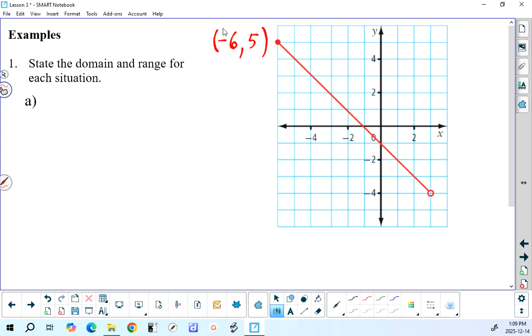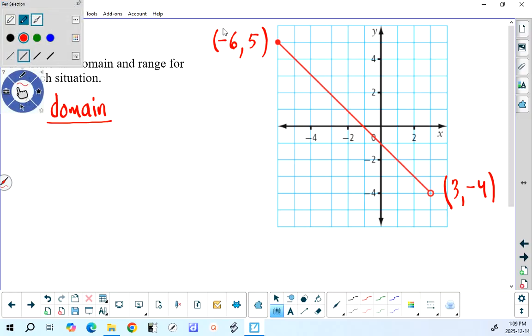On the other hand, on the other end, if we read the coordinates of this so-called point, it has an x-coordinate of 3 and a y-coordinate of -4, but because that point is what I call an empty point or a hollow point, that point is not part of the relation that this graph is communicating to you. So let's talk about domain right now. The domain is the set of all of the values that x can have on this graph.